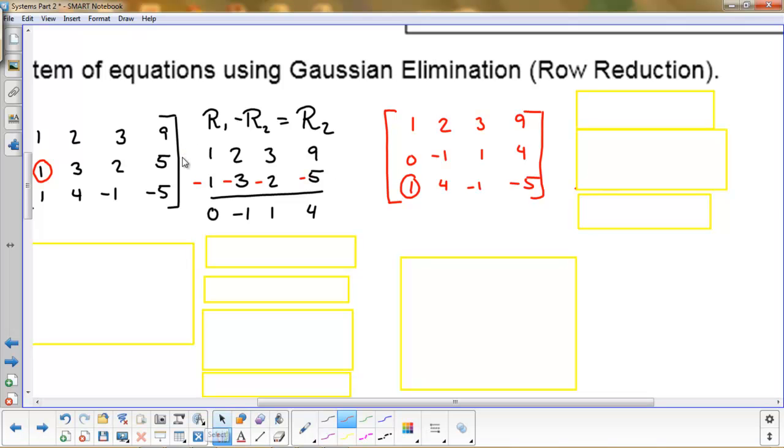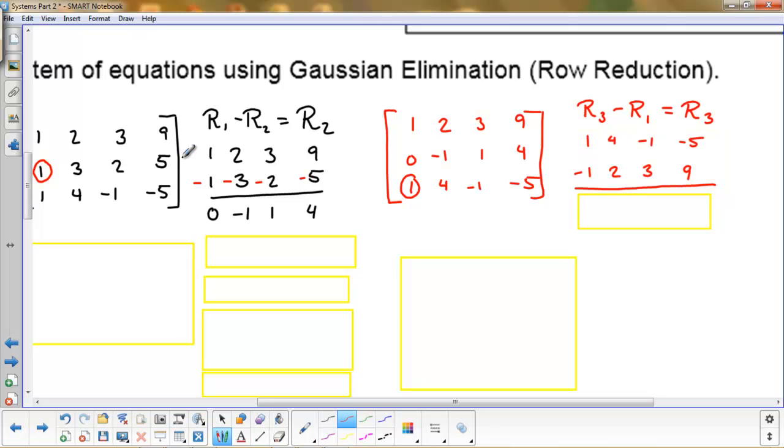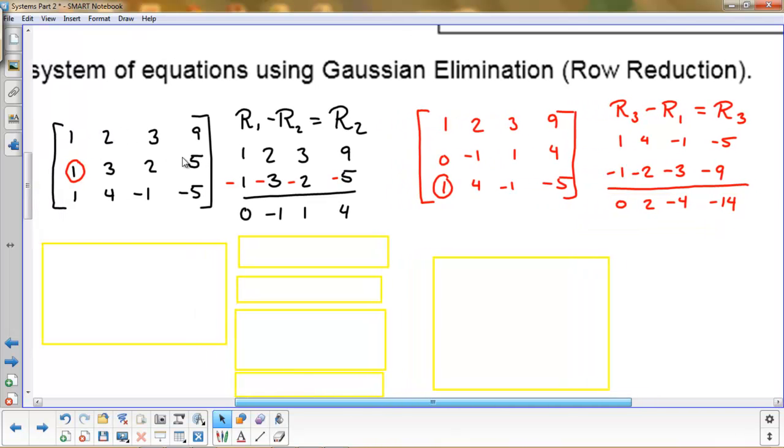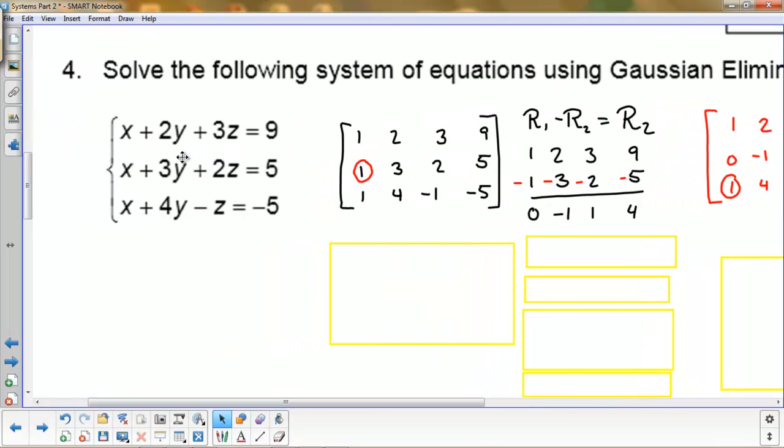I'm going to achieve that through row operations once again. Row 3 minus row 1, because those 1s will cancel each other out. The result looks like this, where this is minus, minus, minus, and minus, giving me a resulting new row of 0, 2, negative 4, negative 14. Now I'm going to input that new row here into a new augmented matrix.